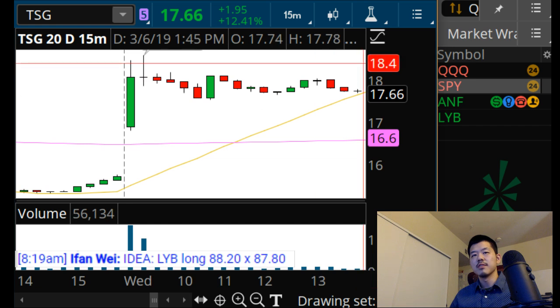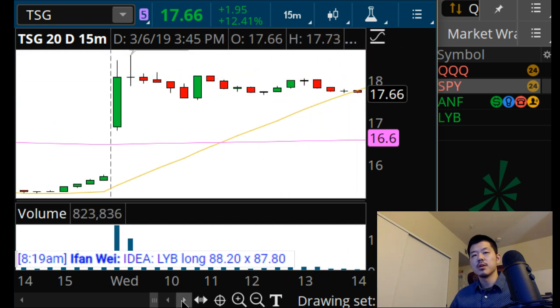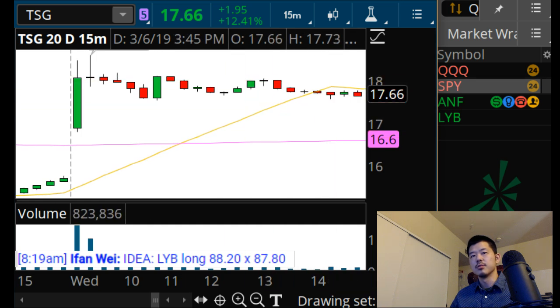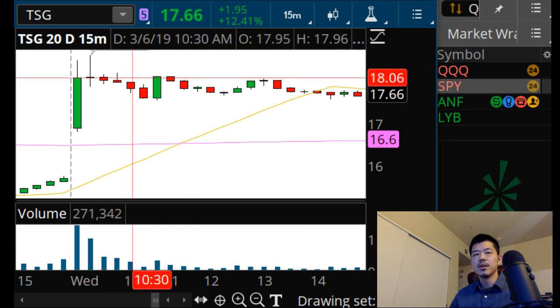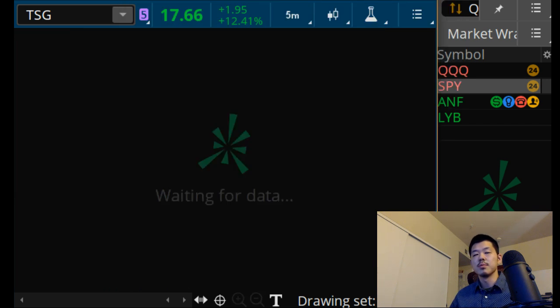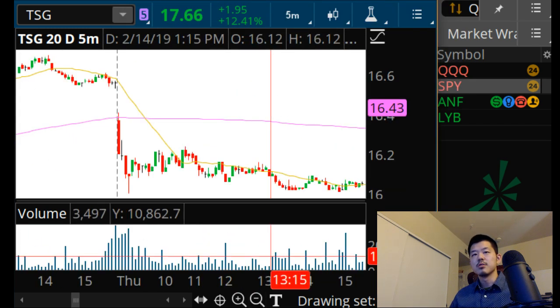So this was a given. The only idea I gave in the afternoon that I gave you numbers on ended up not triggering, and so no harm, no foul on the TSG. Sorry, I left that LYB up there, not to confuse those numbers with the TSG numbers. So that was kind of it.